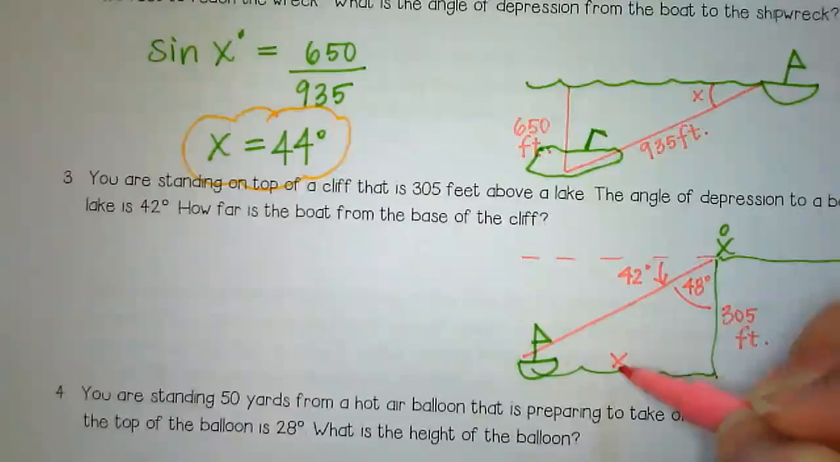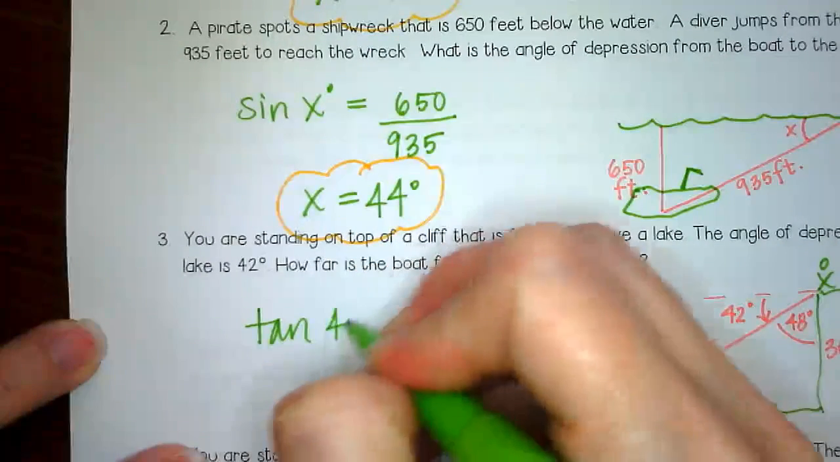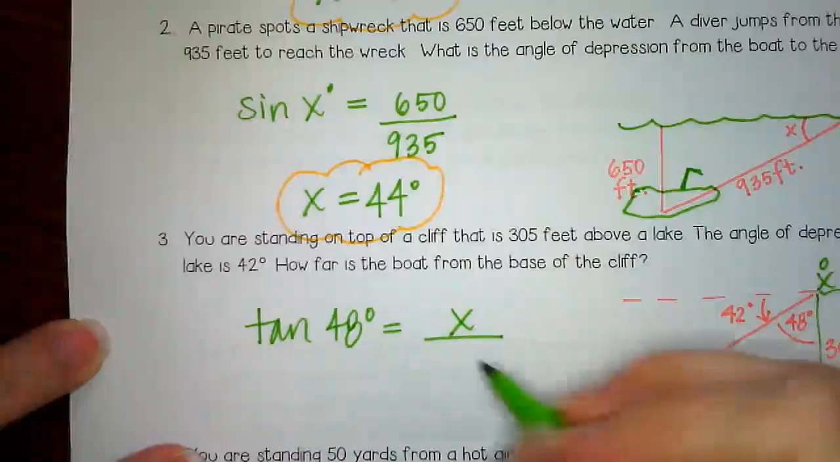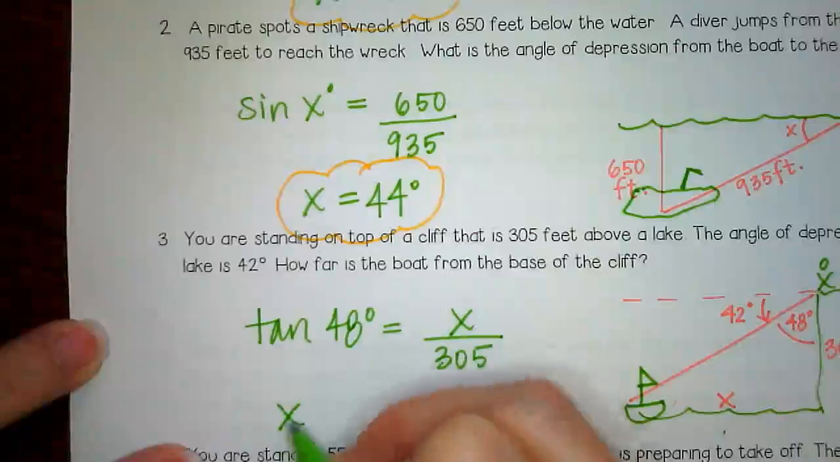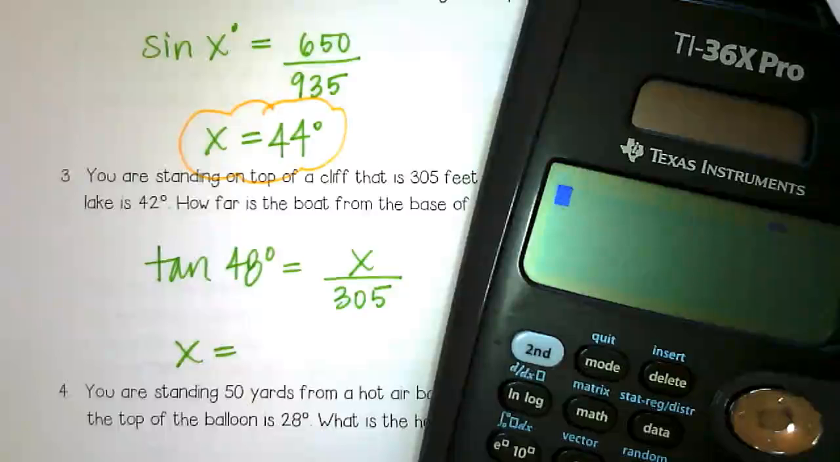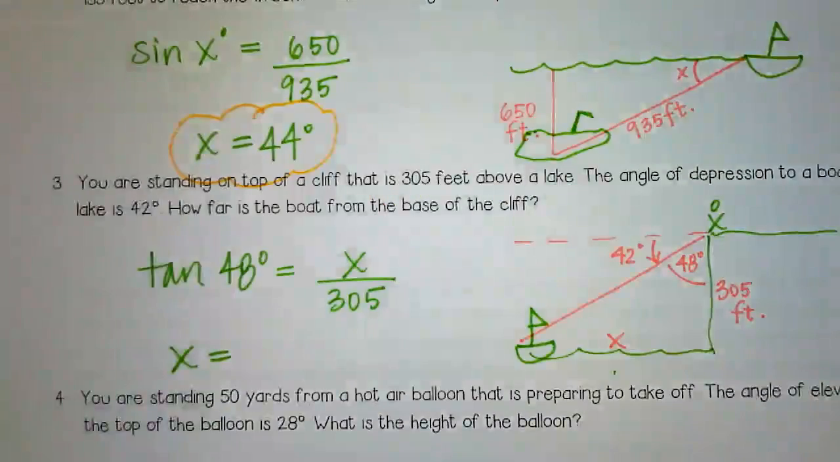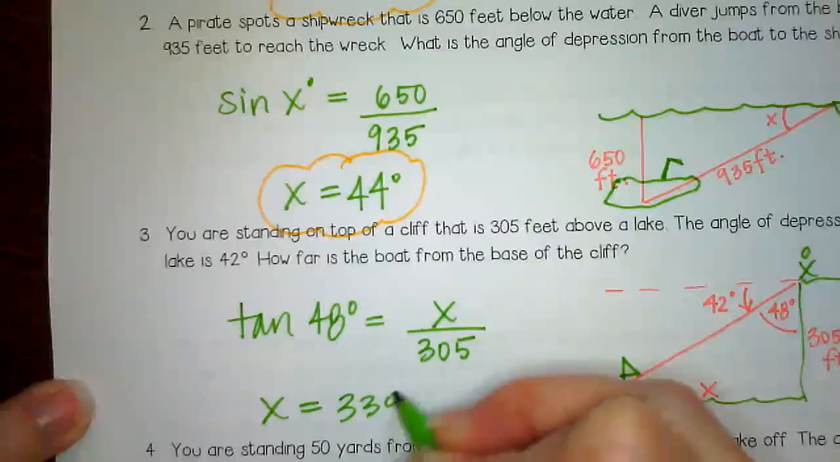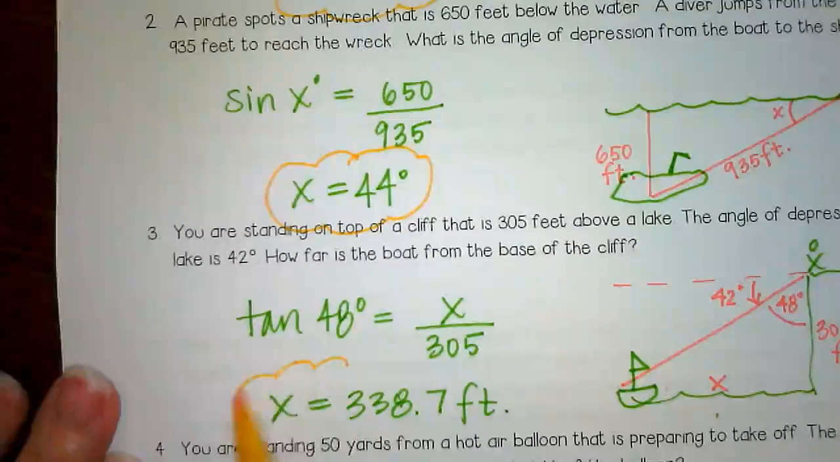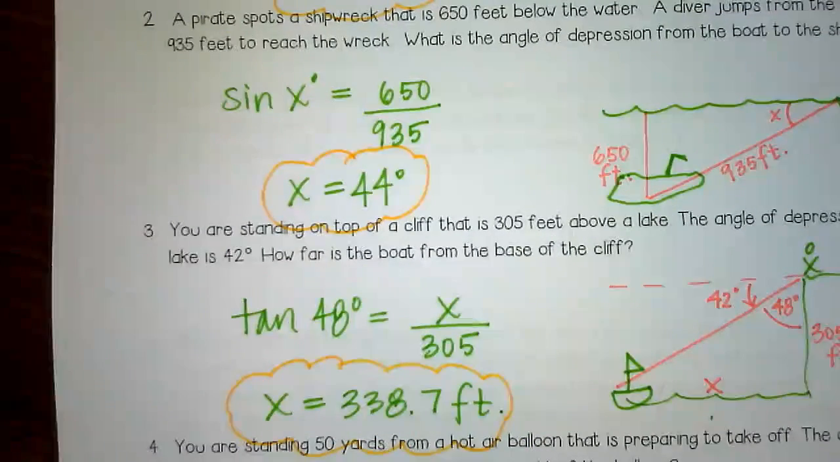So this looks like tangent right here. The tangent of 48 degrees is the opposite, which we don't know, over the adjacent, which is 305. So to get this, I need to multiply these two together. We need 305 times the tangent of 48 degrees, which is 338.7. So 338.7 feet from the cliff. That's how far the boat is from the cliff.